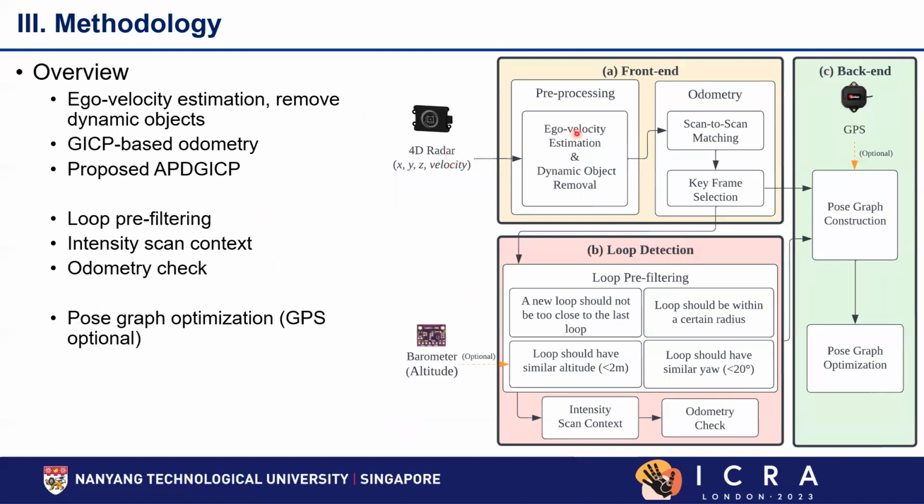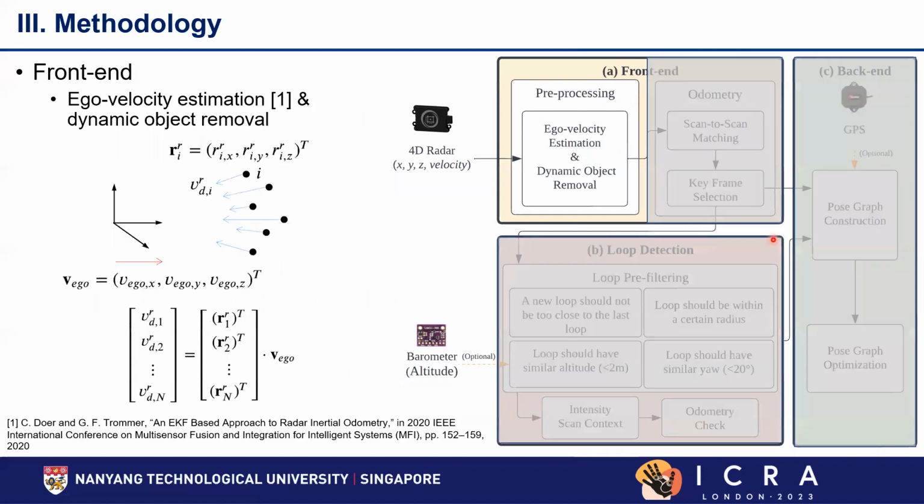The methodology mainly consists of three parts: the front end, the loop detection, and the back end. Next, I will introduce each module one by one. Firstly, in the front end, we pre-process the point cloud. That's to say, we estimate the ego velocity of the radar. Then, with this velocity, we can obtain the absolute velocity of each point. Thus, we can remove the dynamic objects so that we only keep the static points for the next processing.